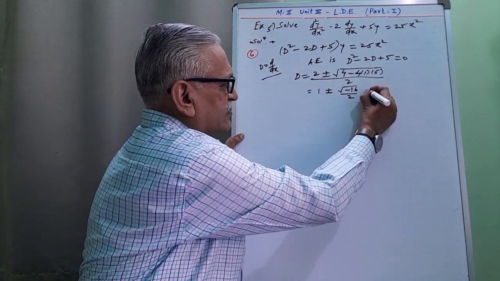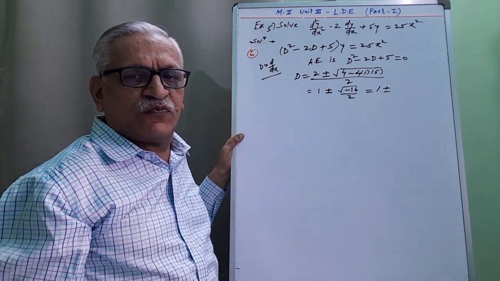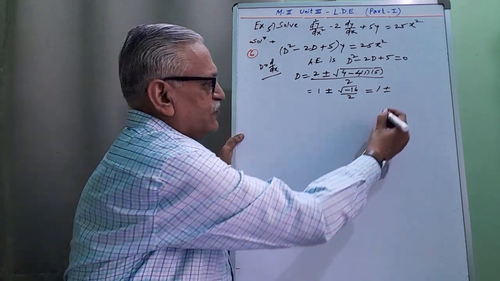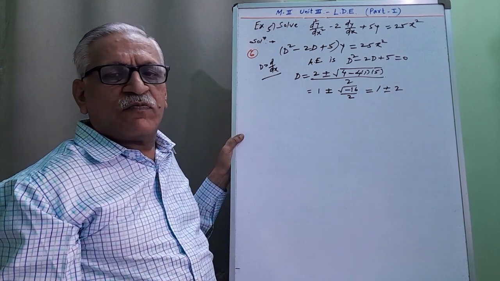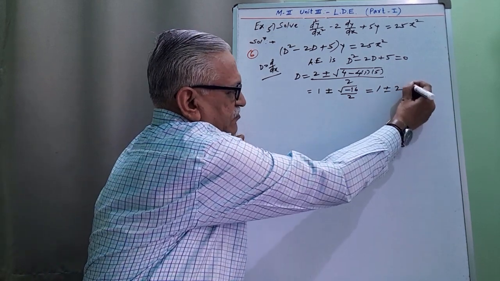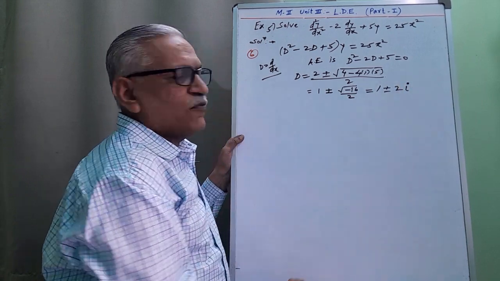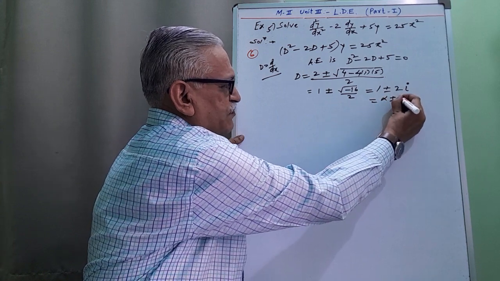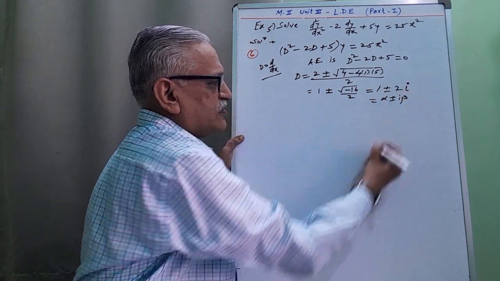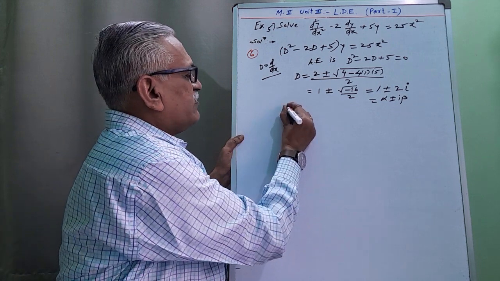It is nothing but 1 plus minus square root of 16 is 4. Therefore, 4 by 2 we get 2 and root of minus 1 is i. Therefore, we get such a type of pair of imaginary roots, alpha plus minus i beta. Roots are imaginary.